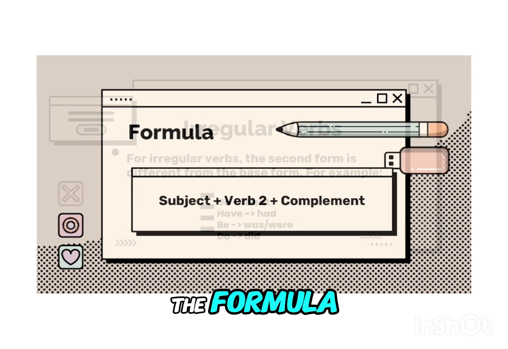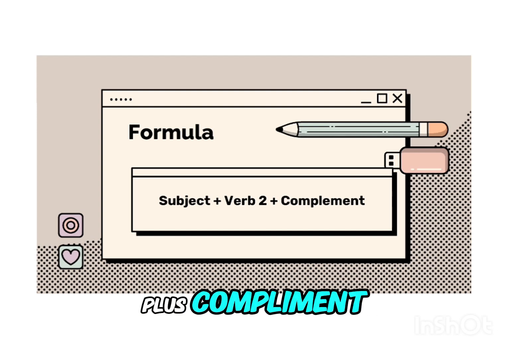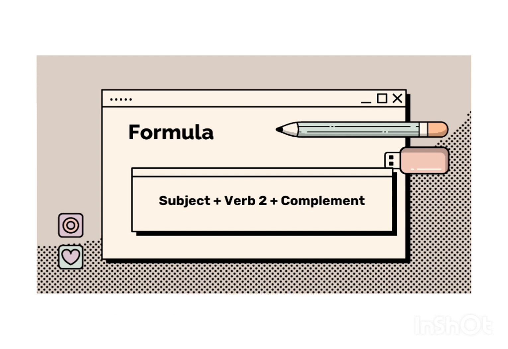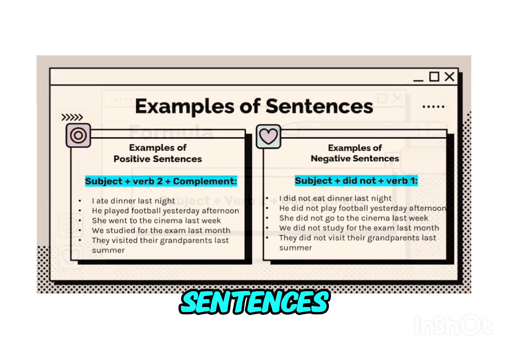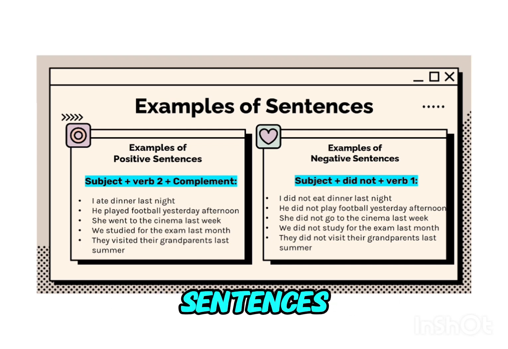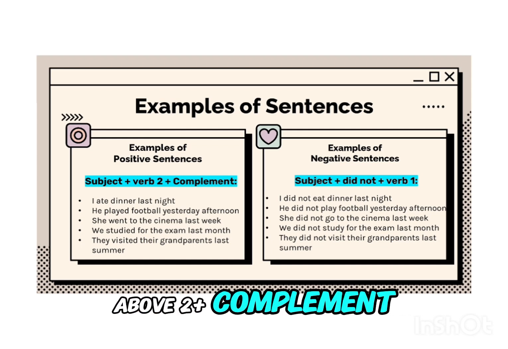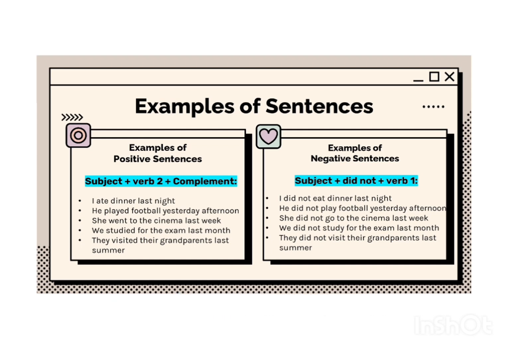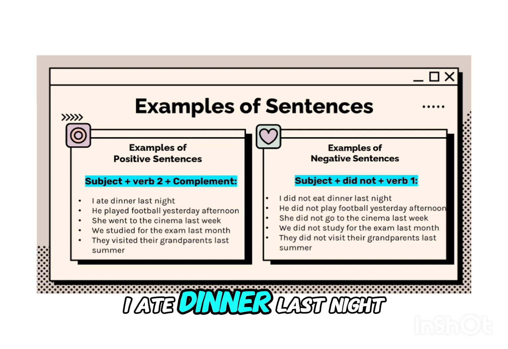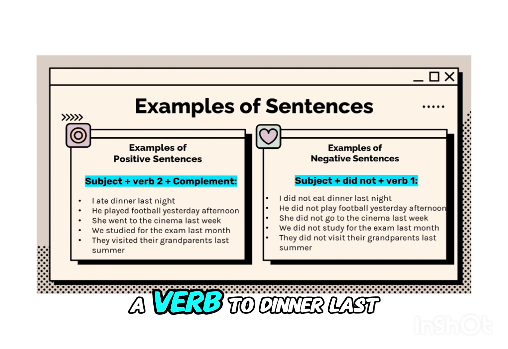So we go on to the formula. Subject plus verb 2 plus complement. Next, the examples of sentences. The example of positive sentences. As the formula, subject plus the verb 2 plus complement. I ate dinner last night. I as subject, ate as the verb 2, dinner last night as a complement.